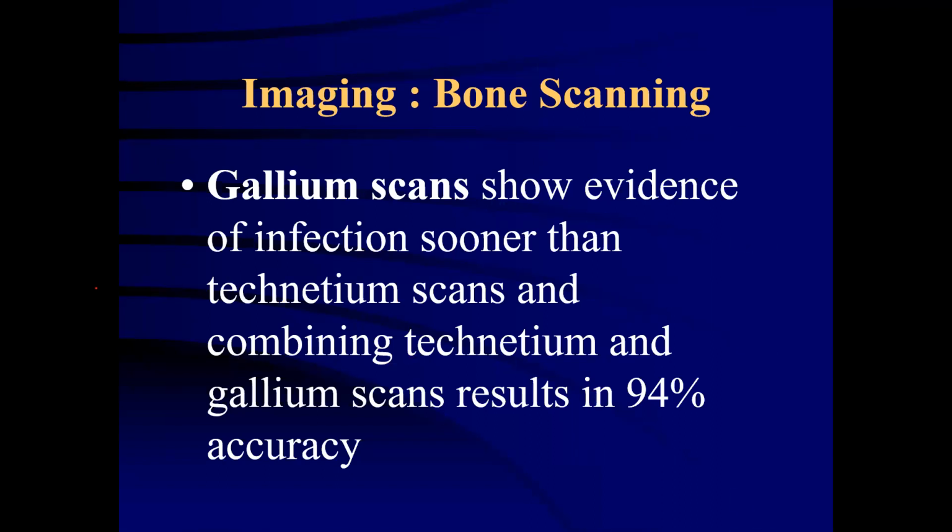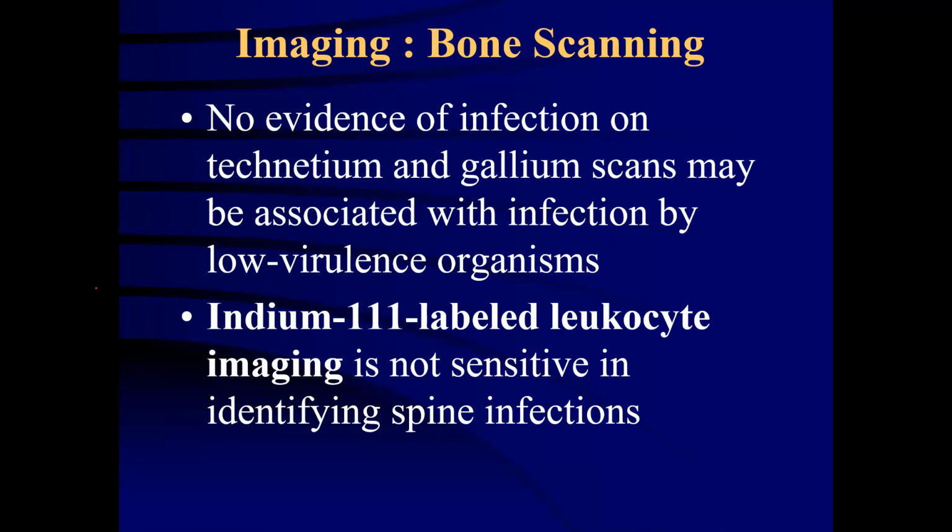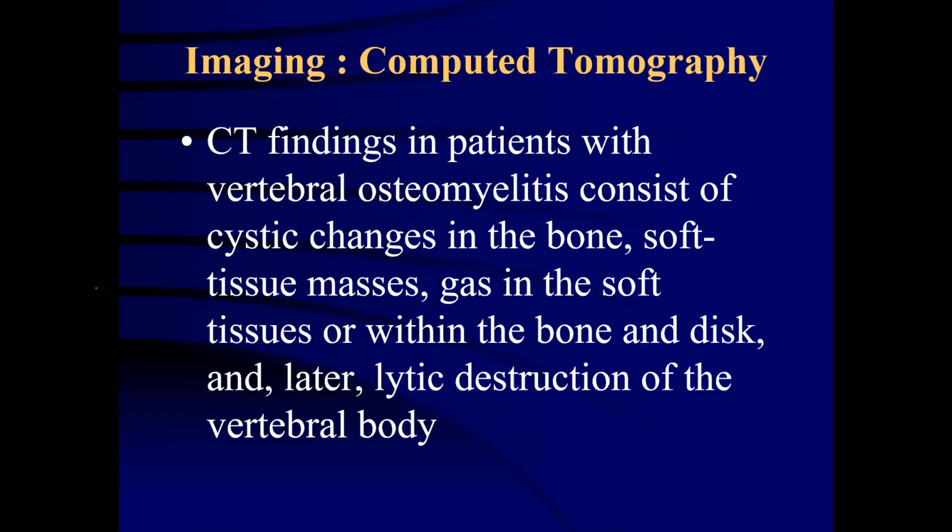Gallium scans show evidence of infection sooner than technetium scans, and combining technetium and gallium scans results in 94% accuracy. No evidence of infection on technetium and gallium scans may be associated with infection by low virulence organisms. Indium-111 labeled leukocyte imaging is not sensitive in identifying spine infections.